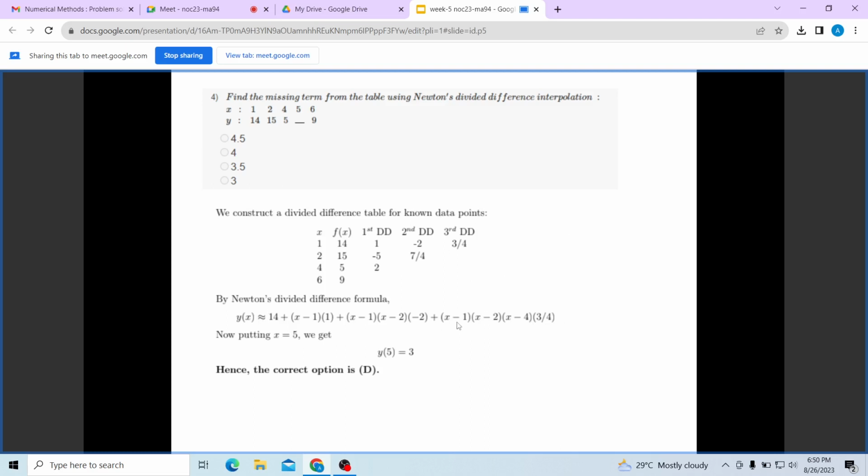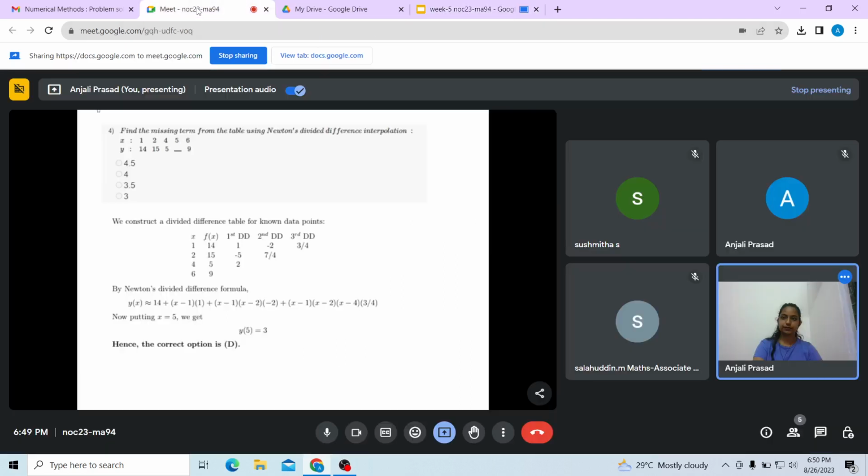Just simplify it and at the place of x you will put 5, since you have to calculate the value of y at x equals 5. Okay, so substitute it over at the place of x. Just substitute 5 and see, are you getting y of 5 equals 3? Is it clear now how you are getting y of 5 equals 3? If you have any doubt, tell me.